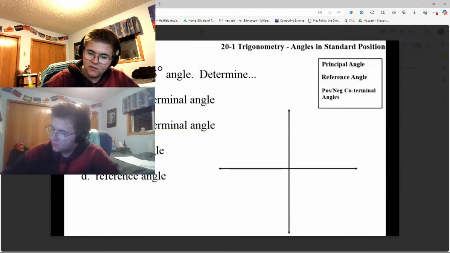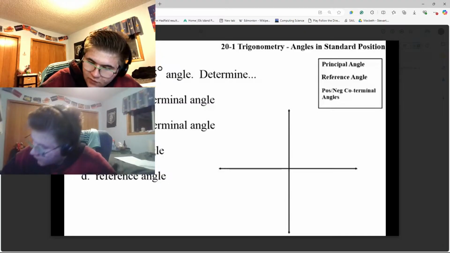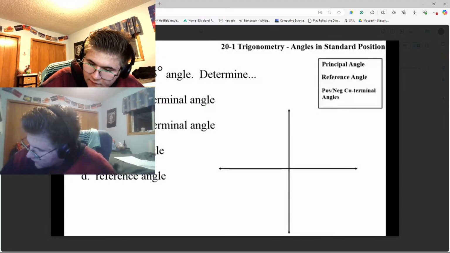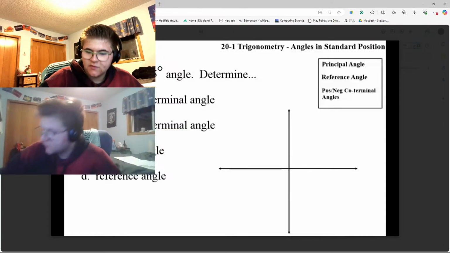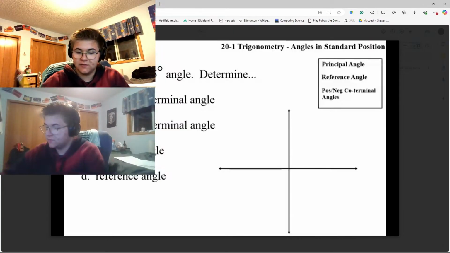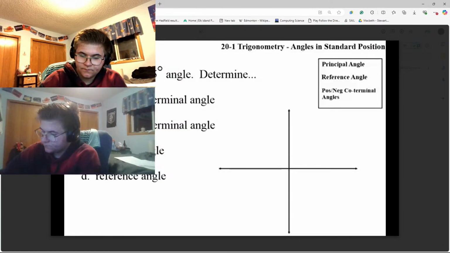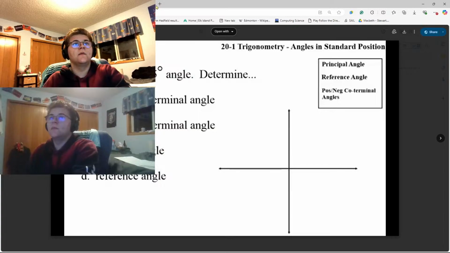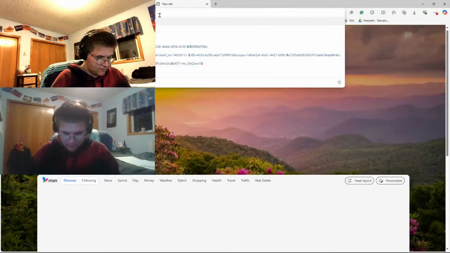So it's 405 minus 360. Carry the 1, 10 minus 6 is 4, 3 minus 3. So it's 45 degrees, basically. And boy, do I have something to tell you about 45 degrees.